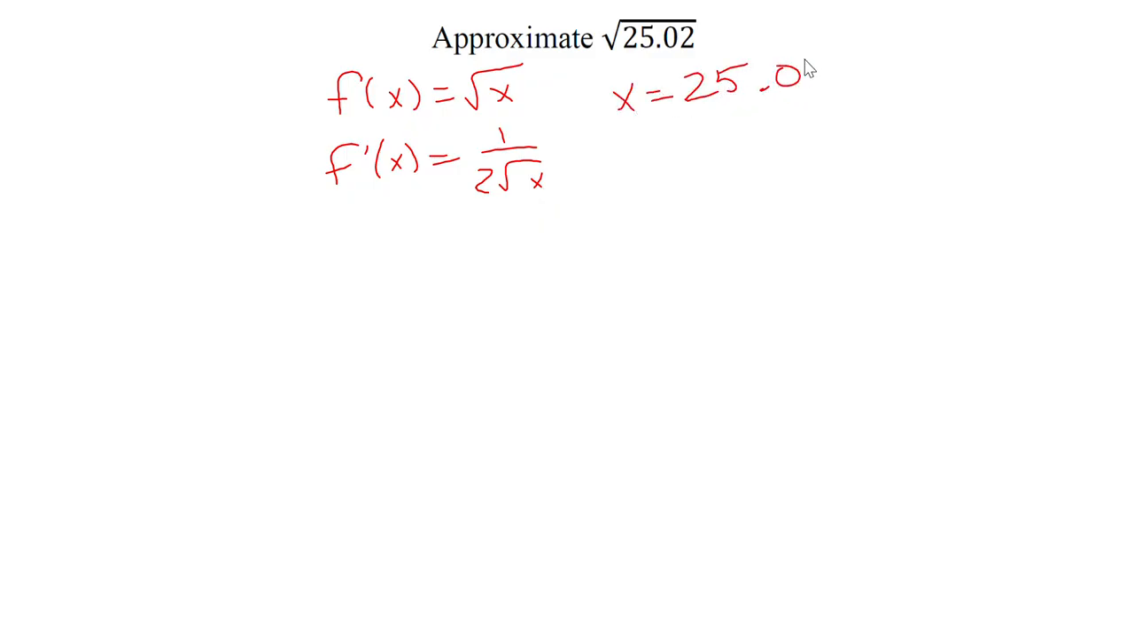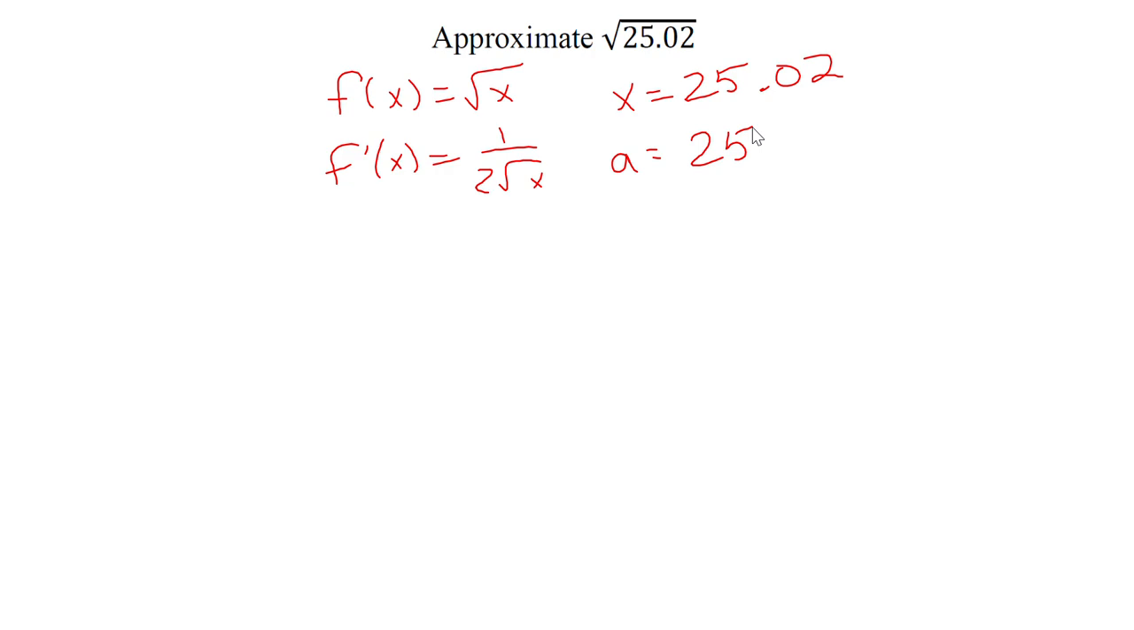All right, this is going to be the walkthrough for the homework assignment titled More Linearization and Differentials. So we're starting off with the approximation for the square root of 25.02, which means we're going to use f of x equal to root x, where f prime of x is equal to 1 over 2 root x. The x value that we're interested in is 25.02, and our center of approximation, a, is going to be 25 because that's the closest number to 25.02 that we know how to square root.